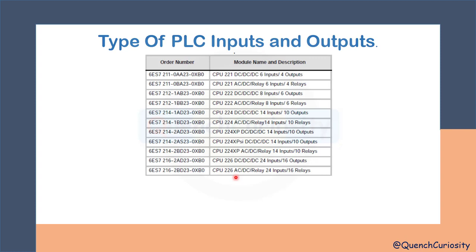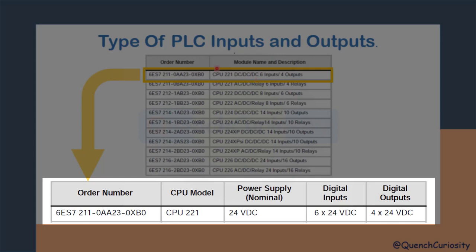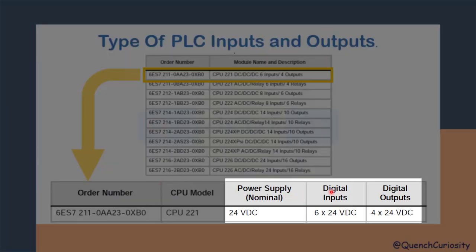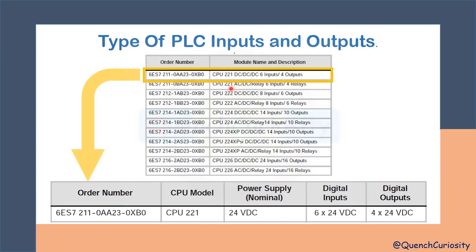Let's take this example. The order number, however, again, this is our least concern here. CPU 221 DC/DC/DC. Below, you can see another table with order number, CPU model, power supply, digital input and digital output. Our concern is power supply, digital inputs and digital outputs. Now this power supply, digital inputs and digital outputs corresponds to DC, DC, DC.